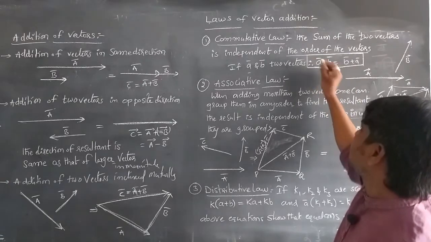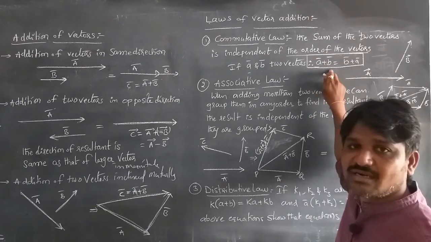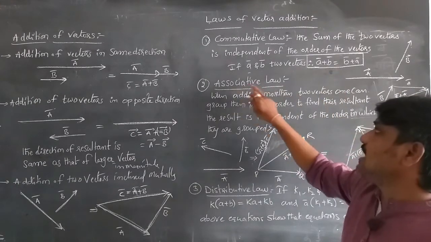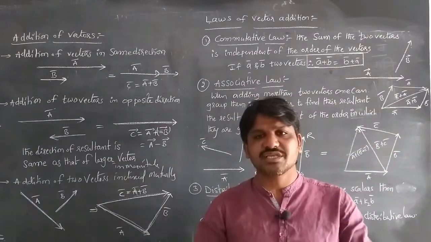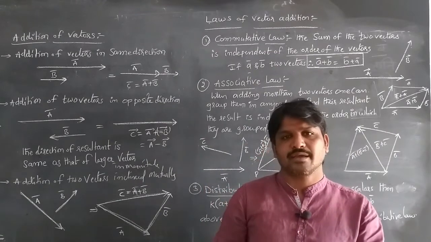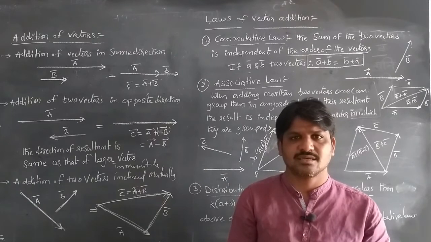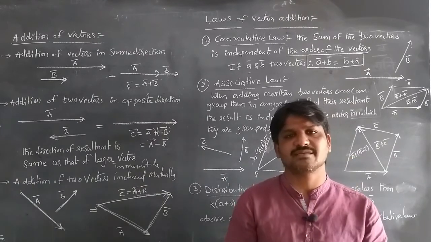If any vectors obey this law, then that can be considered a law of vectors. This is the commutative law. The next one is the associative law. Associate means to combine. In whatever order the three vectors are combined, we get the same resultant.